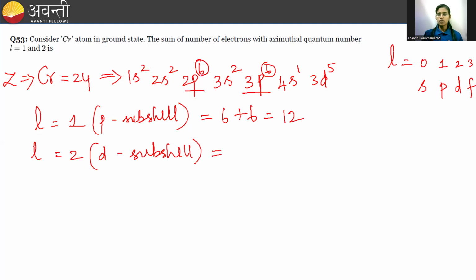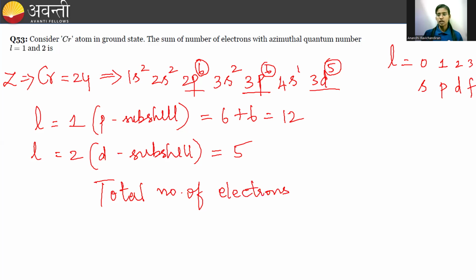Means we have only one D subshell, which is 3D, and we have 5 electrons in it. So the number of electrons is equal to 5. So the total number of electrons with azimuthal quantum number L equal to 1 and 2 is 12 plus 5, which is equal to 17. Okay. So the answer is 17.